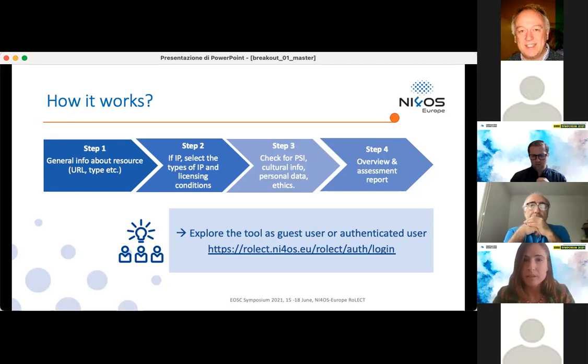It is noted that the tool has a dynamic content, so the questions that appear depend on the answers given to the previous sessions. This tool can be explored either as a guest user or as an authenticated user, and you can have a more detailed look by clicking this link. Next slide, please.